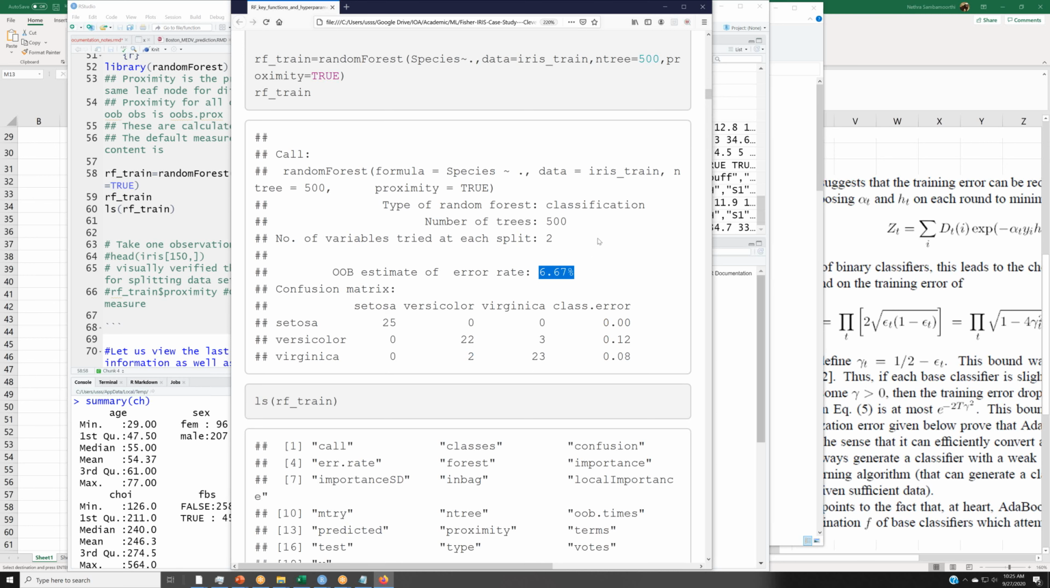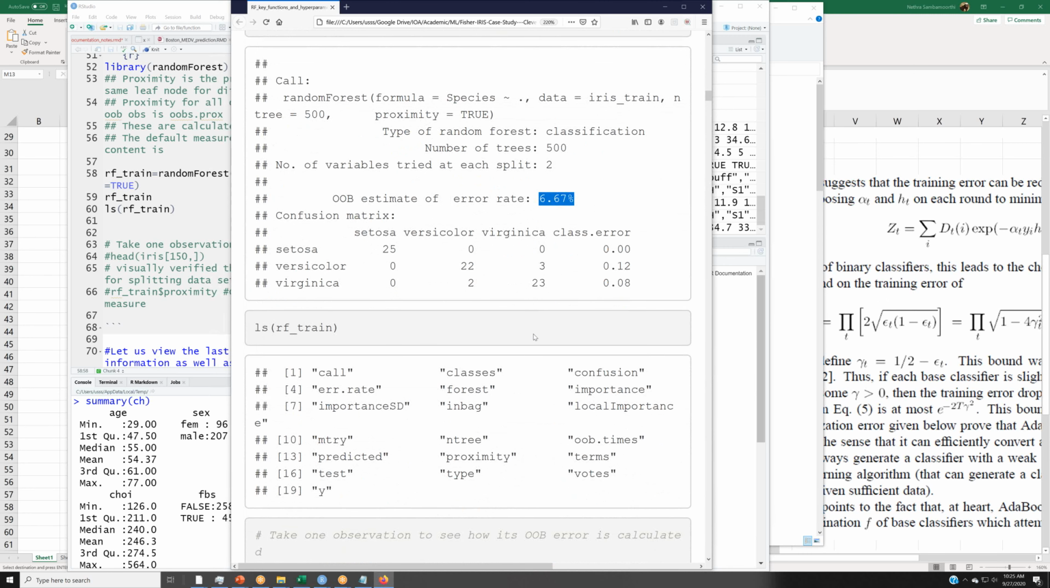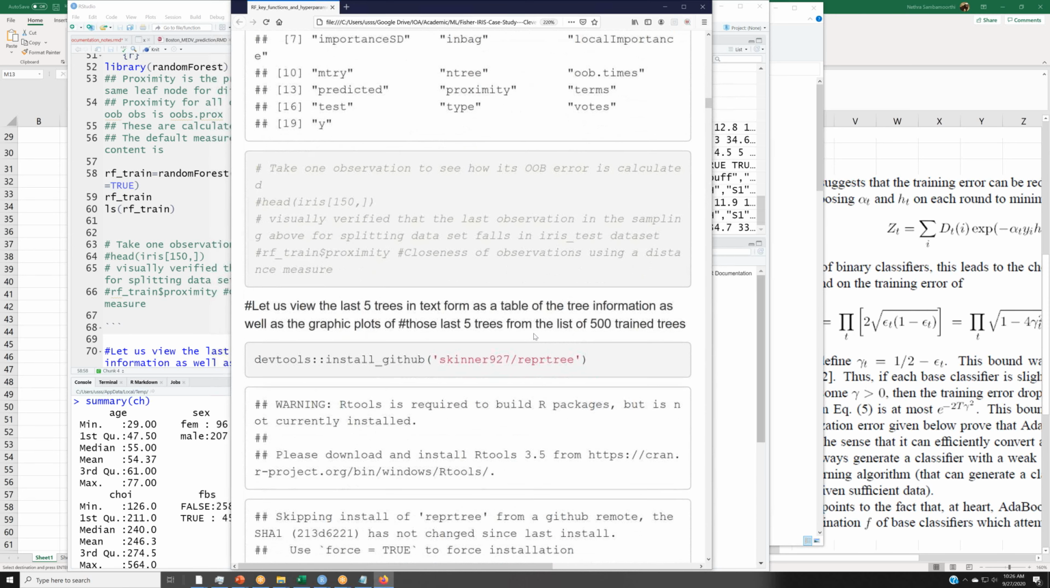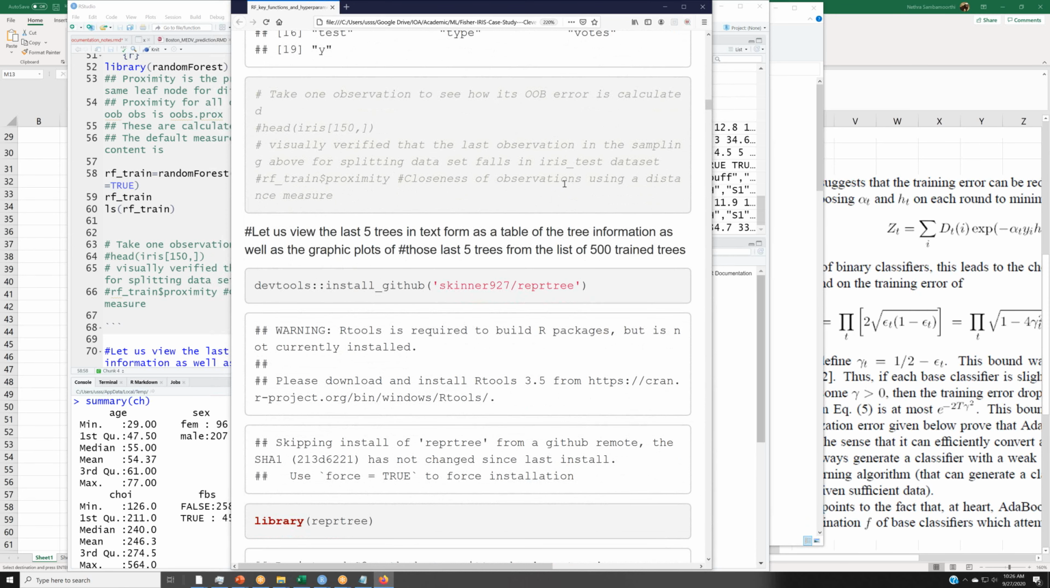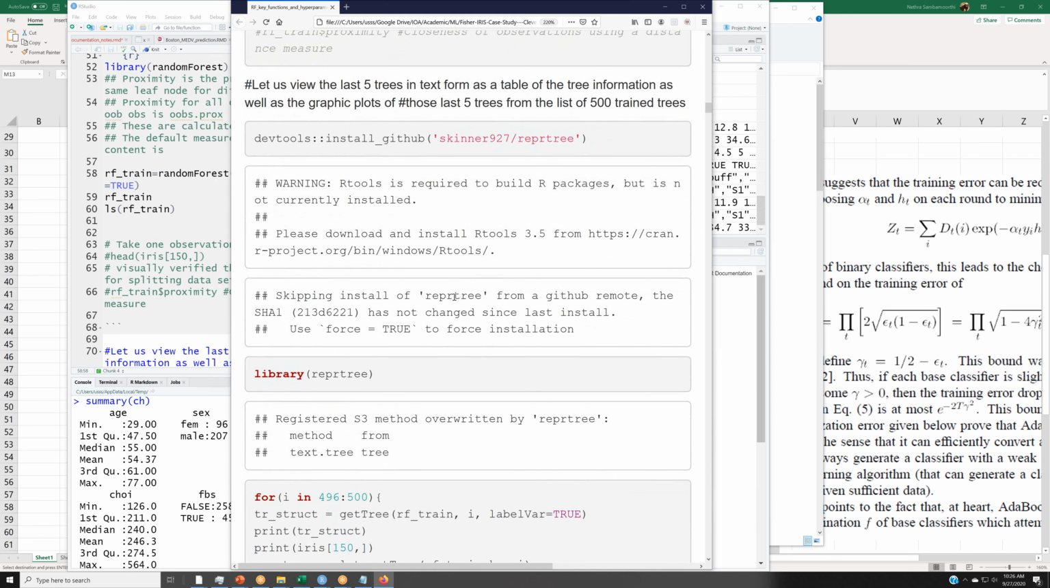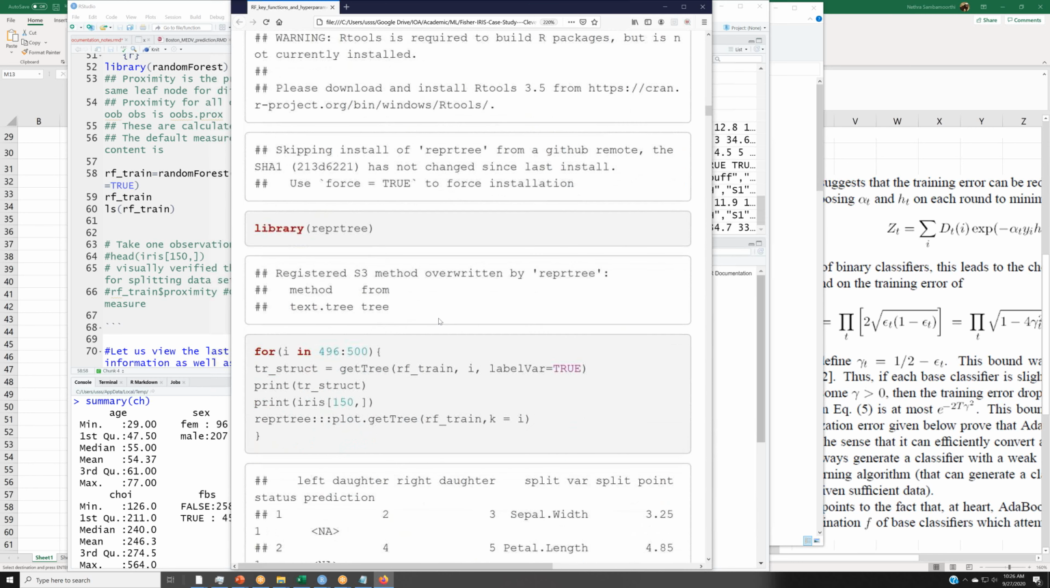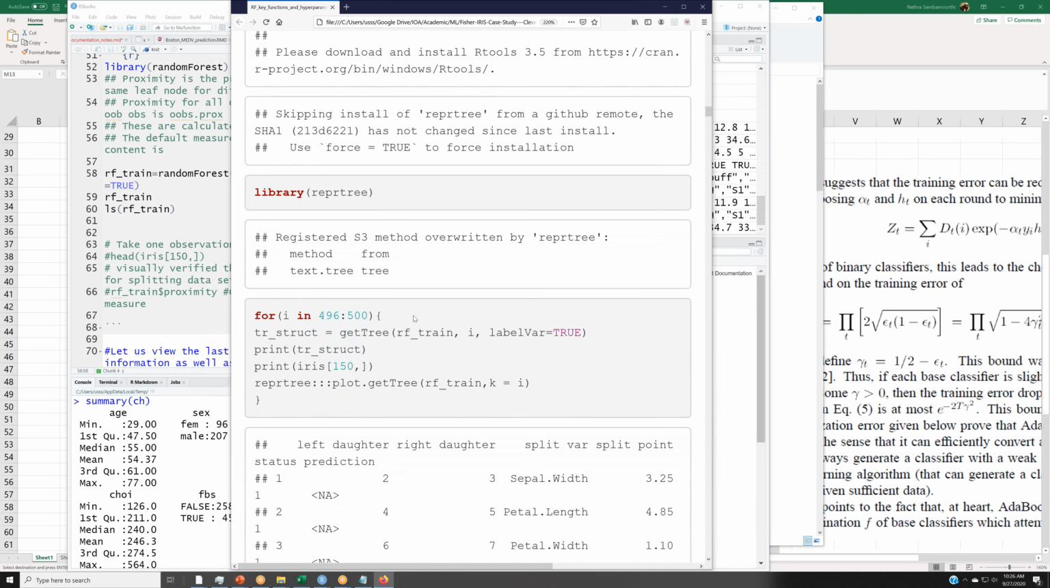And that is what we do. The average OOB estimate of error is 6.67 because there are a lot of trees you built, right? That's a good one. 94% accuracy, isn't it? Now, what else do we do? So you learned something about the OOB, the out of bag error.